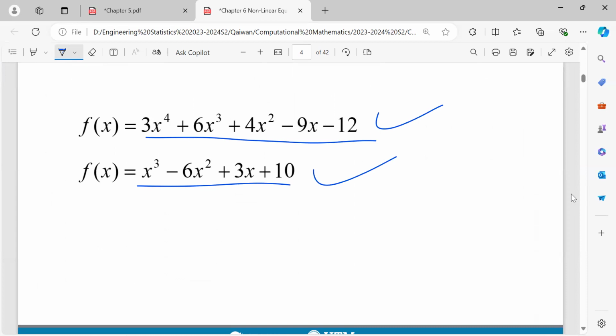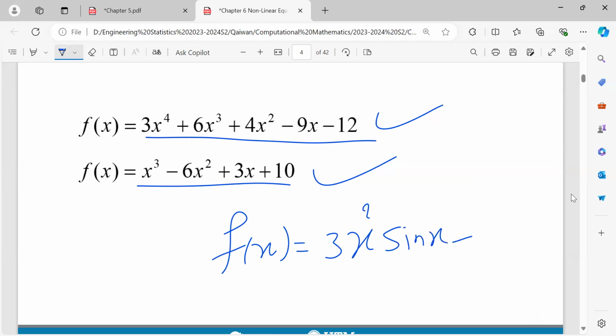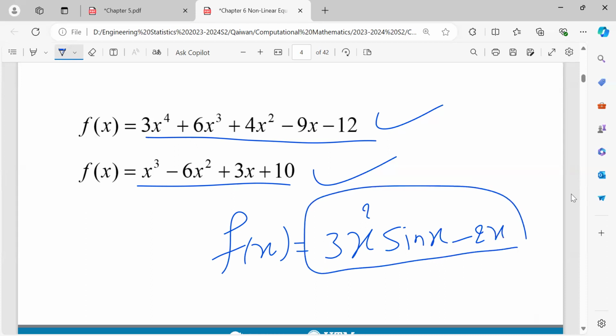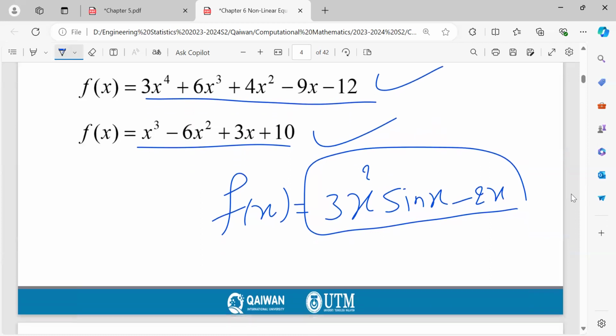We have Cardano's and Ferrari's methods, which are two complicated methods for solving polynomials of degree 3 and 4. These also could have exact solutions. But how about this one? If we have f of x to be 3x squared sine x minus 2x. Can we solve it? No, we cannot. We cannot find an exact solution for this equation. What do we do? We need to use numerical methods.